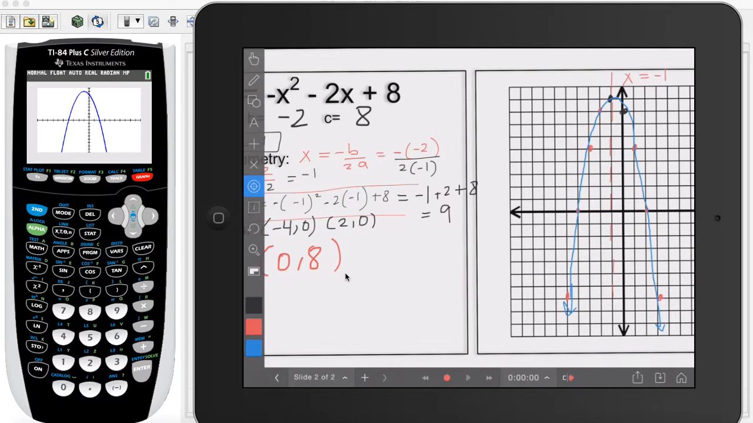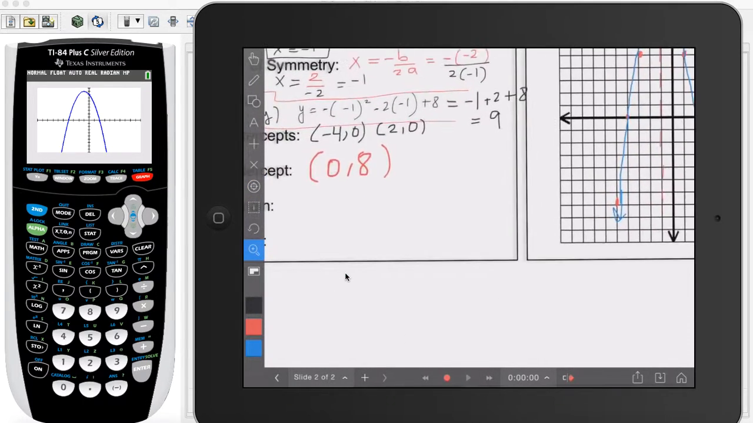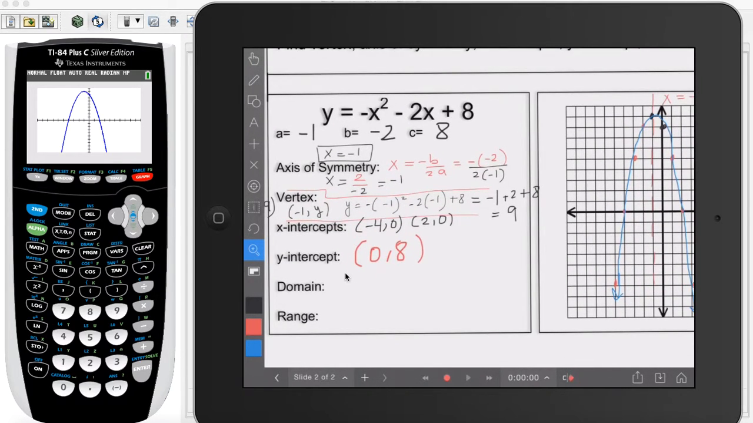Let's go ahead and answer the other questions now. What is the domain of such a function? The domain of a parabola is always from negative infinity to infinity, because it's always going to be extending on the left and on the right forever.